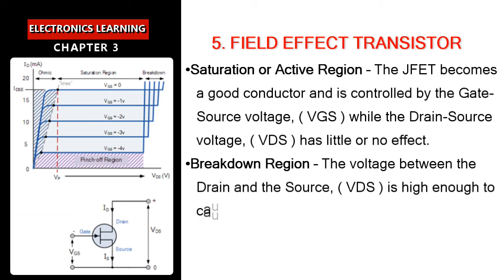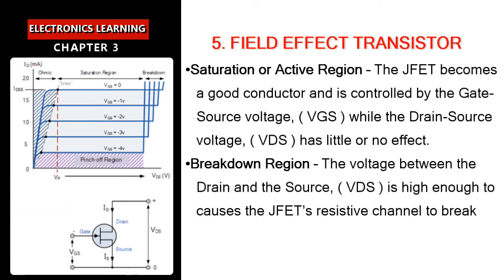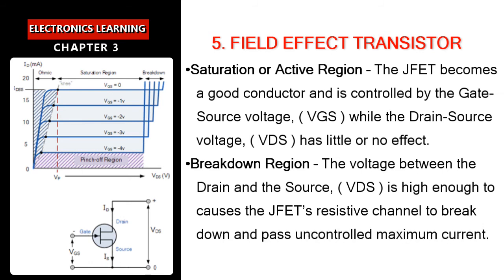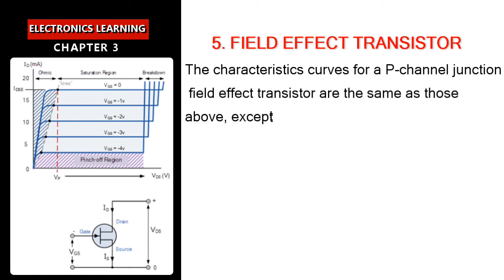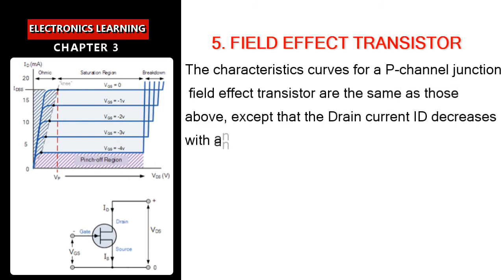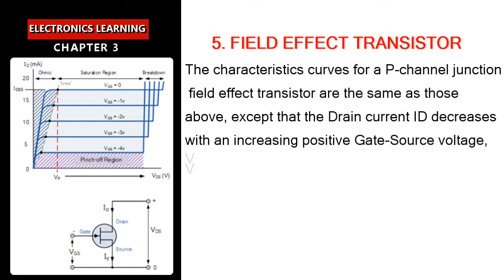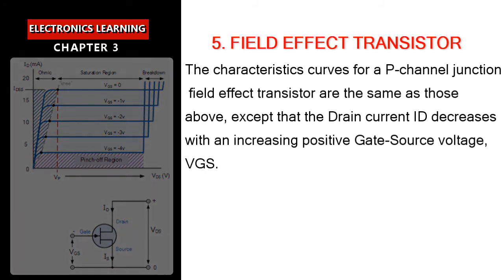Breakdown region. The voltage between the drain and the source, VDS, is high enough to cause the JFET's resistive channel to break down and pass uncontrolled maximum current. The characteristic curves for a P-channel junction field effect transistor are the same as those above, except that the drain current ID decreases with an increasing positive gate-source voltage, VGS.